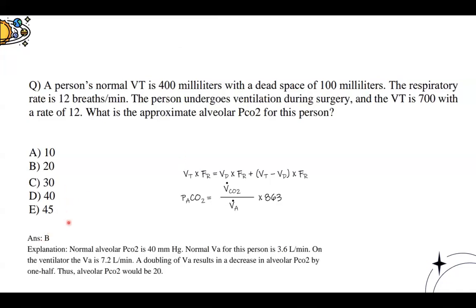Oh, yes, the answer is B. And this is the explanation. So you use these two equations. Normal alveolar PCO2 is 40 millimeter mercury. That's kind of on them, where they want you to know that the alveolar PCO2 is 40 millimeter mercury. That's why I say it's good to remember these values, because some practice questions require you to know these already. The normal alveolar ventilation for this person is 3.6 liters per minute. On the ventilator, the VA is 7.2, so it doubles, right? So if your alveolar ventilation doubles, your PaCO2 halves, so it will be 20. Is that clear?